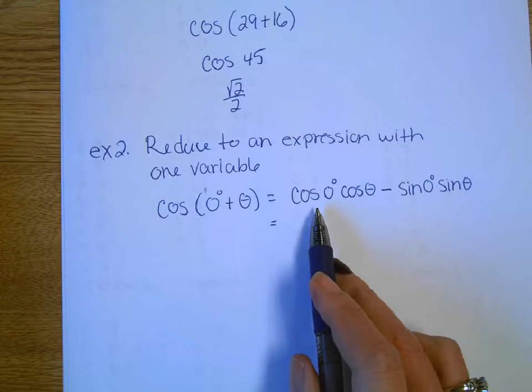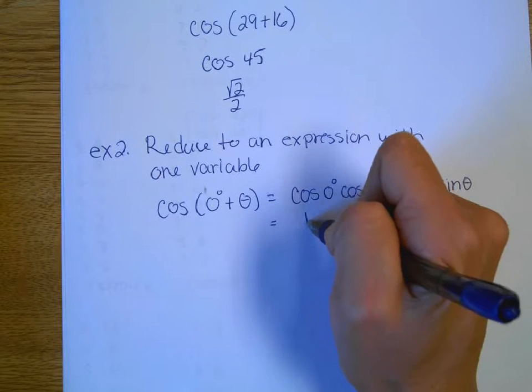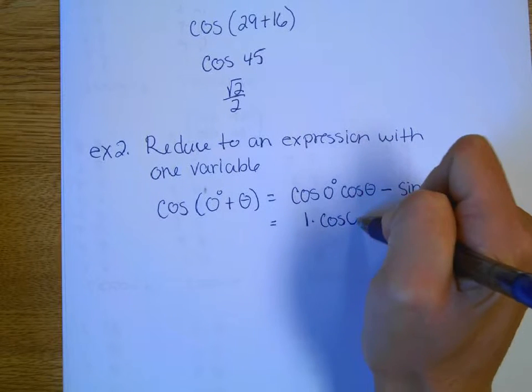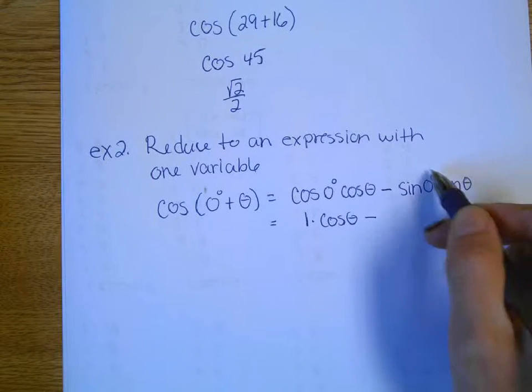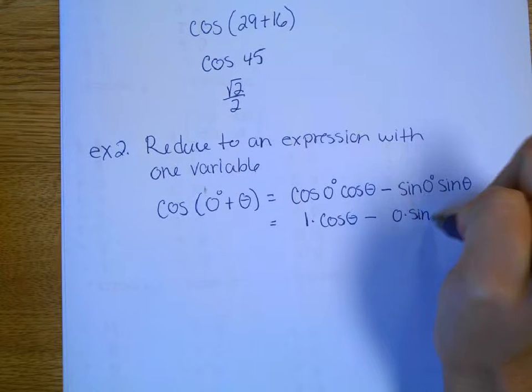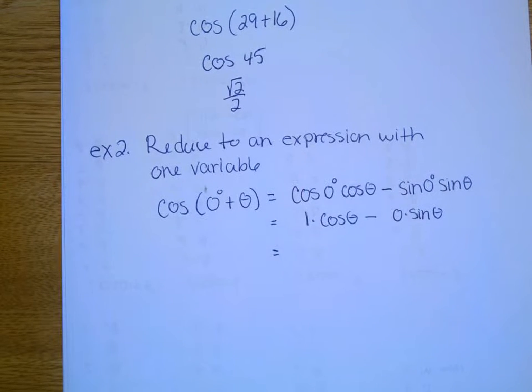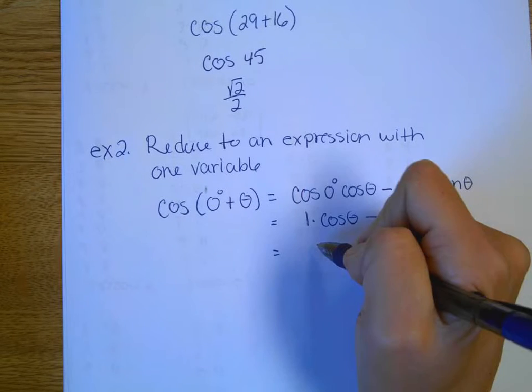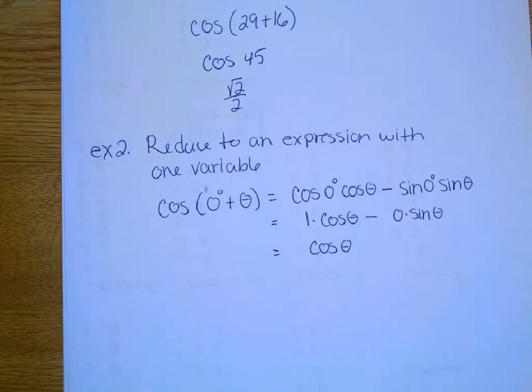Okay, you can look up the cosine of 0 degrees on your sheet. What is the cosine of 0 degrees? That is 1. 1 times cosine of theta. What is the sine of 0 degrees? 0. Finish it up. What are you going to have? Cosine of theta. Just cosine of theta.